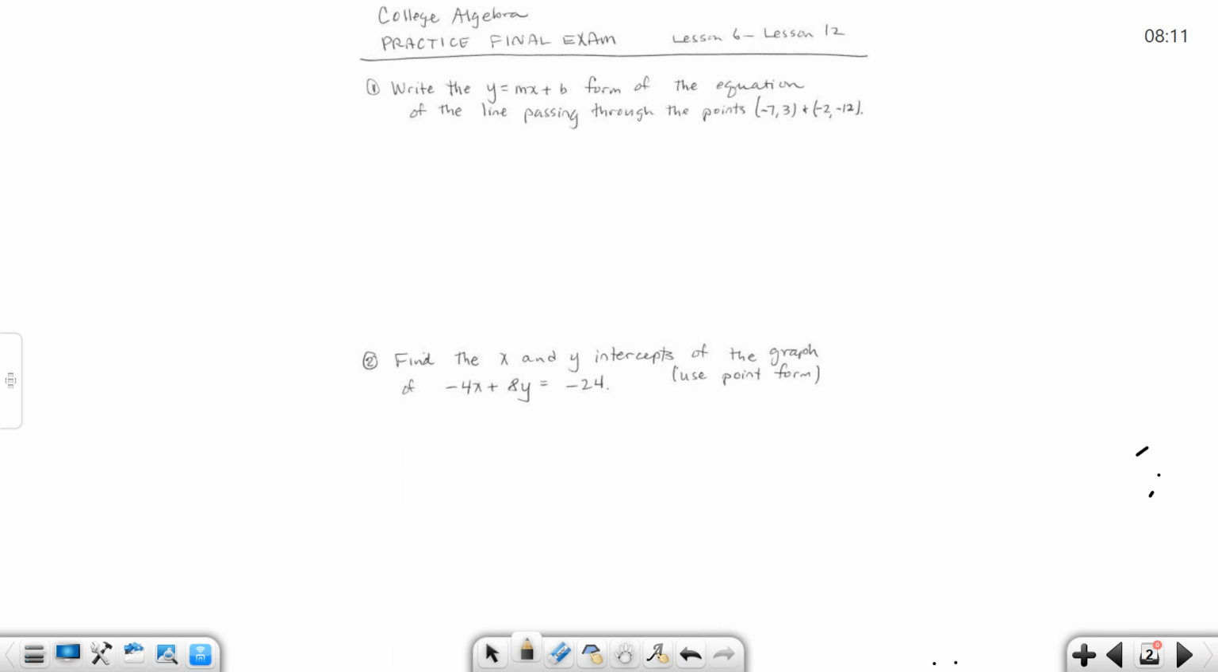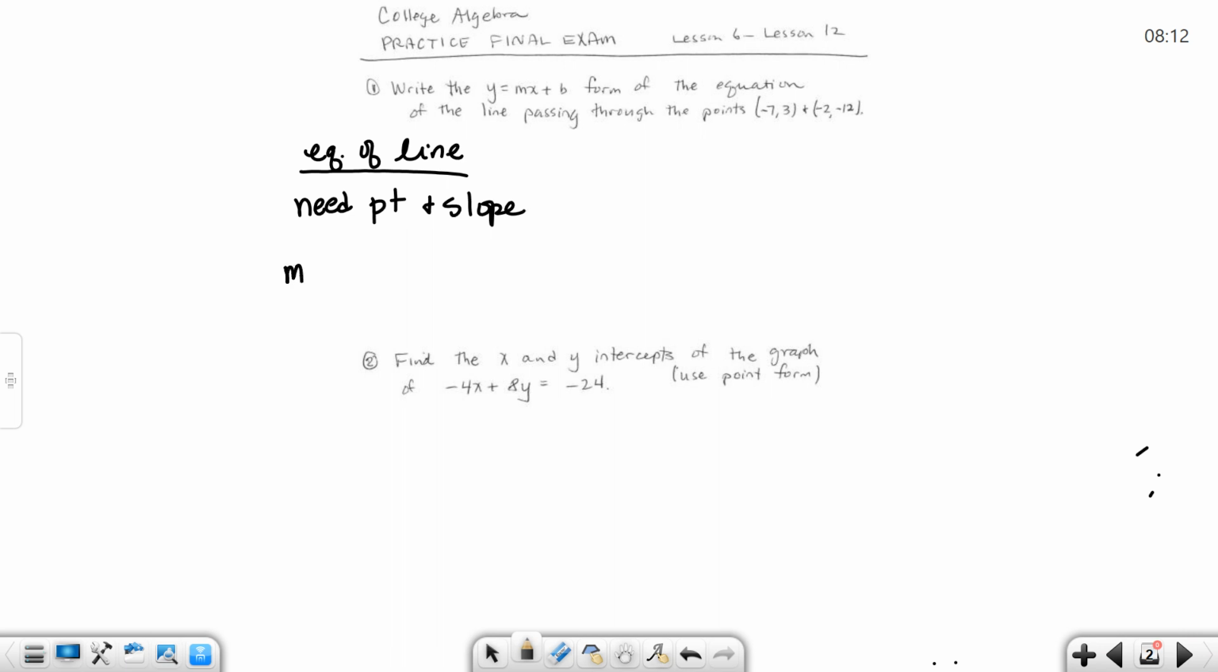So number 1, write the y equals mx plus b form of the equation of the line passing through these points, negative 7, 3 and negative 2, 12. Now first, we need to know that for an equation of a line, we need two things. We need a point. Well, we've got two of them. You can choose either. And we need a slope. Well, we're not given a slope, but we can find it.